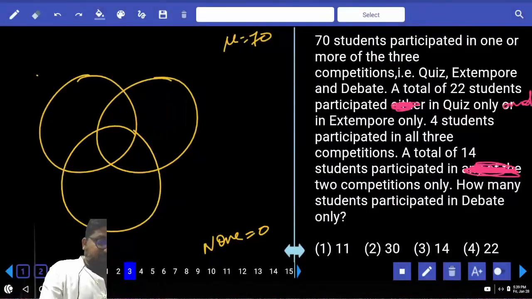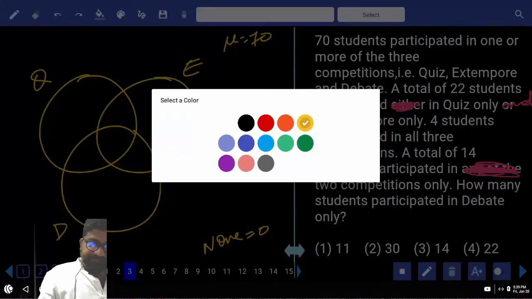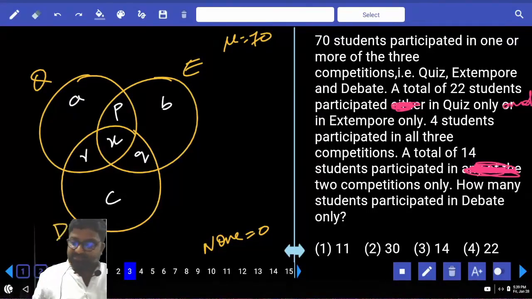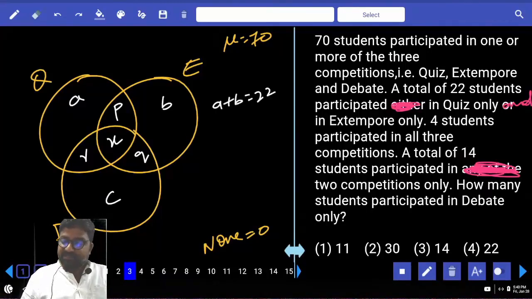So this is quiz, extempore, debate. A, B, C, P, Q, R. This is X. Let's try to solve the question. A total of 22 students participated in quiz only and extempore only. What is quiz only? A. Extempore only? B. A plus B is equal to how much? 22.